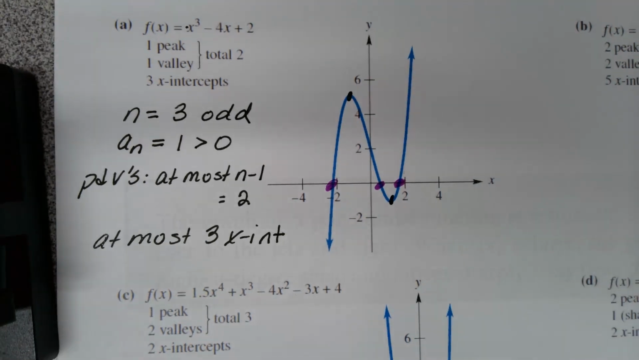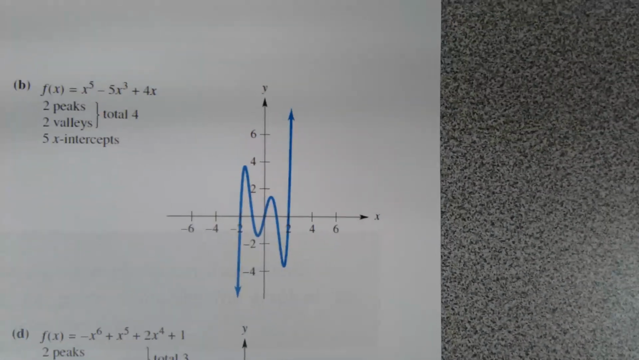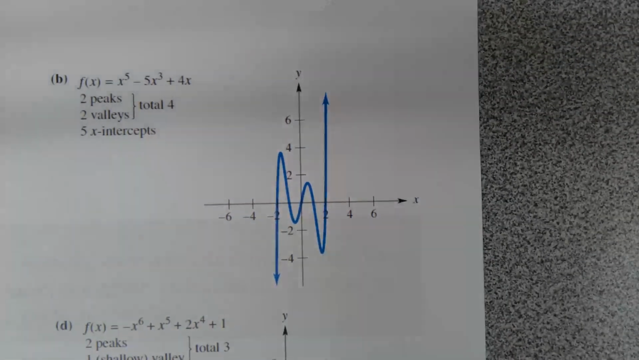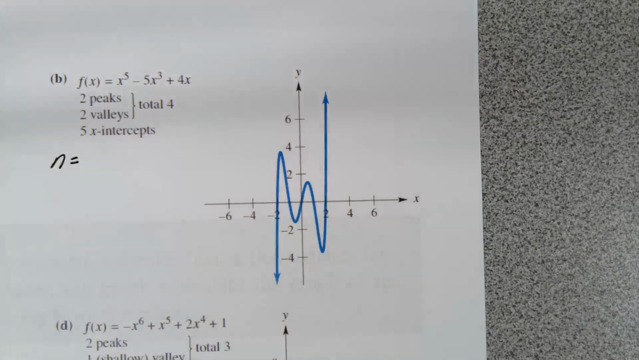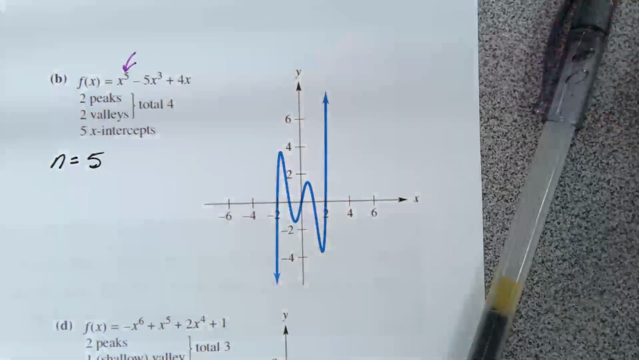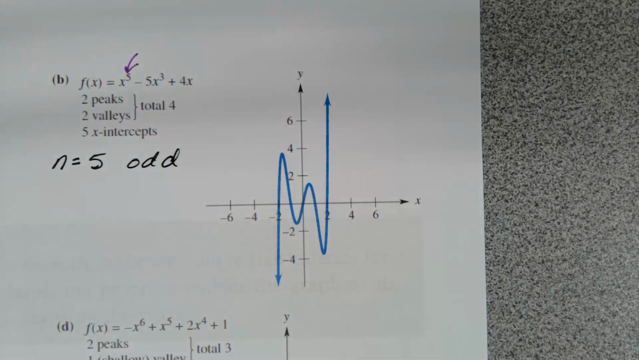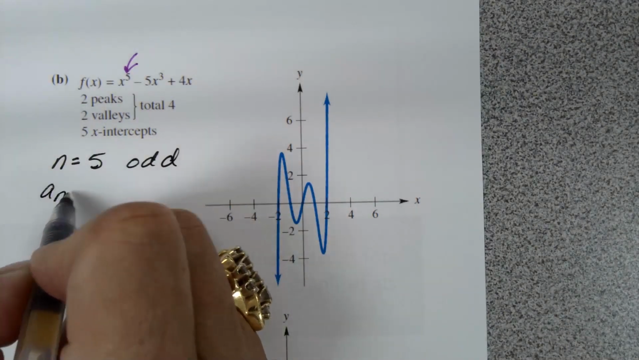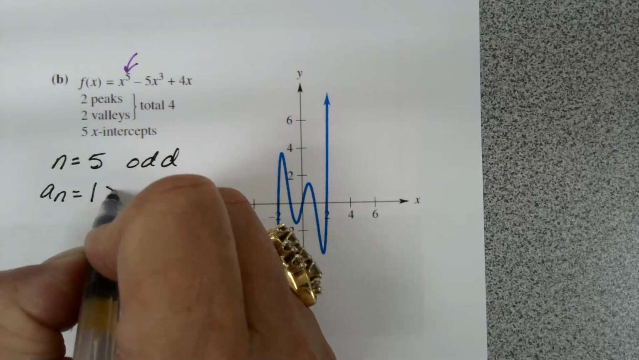Looking at B, the degree of this polynomial is what? It's 5. Our highest power on x is this 5 right there. So that's our degree. 5 is odd, so automatically I know my end behaviors are going in opposite directions. The leading coefficient of this one also happens to be 1. There's an implied 1 in front of the x to the 5th.